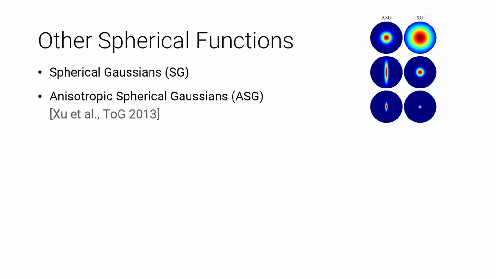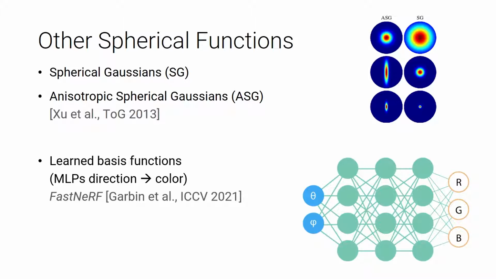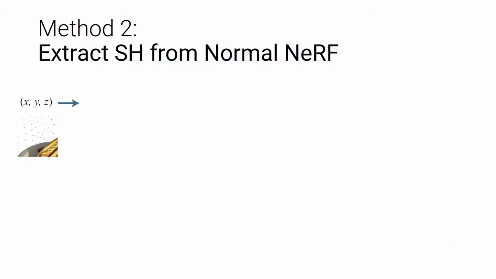While we primarily use spherical harmonics in this work, there are also other spherical functions which are popular, including spherical Gaussians and anisotropic spherical Gaussians. Also, we can use learned basis functions such as MLPs mapping directions to colors or spherical textures. The concurrent work FastNeRF takes the former approach. Instead of training NeRF-SH, we can also project a normal NeRF directly. While this produces worse results and is slower because we have to sample many directions, it is an effective way for visualizing existing NeRFs and is supported in our library.